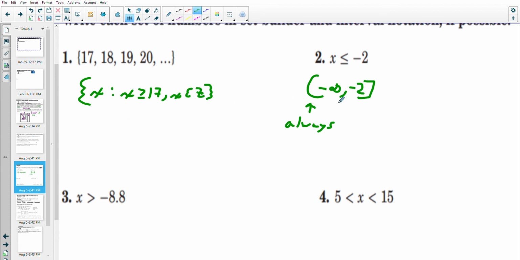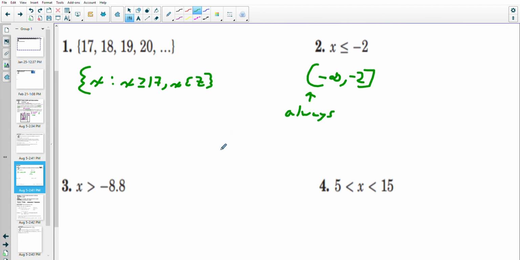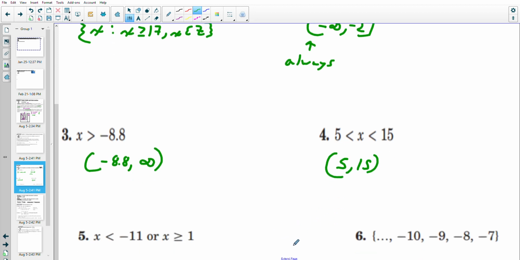You could do it in this fashion as well. It's just, when you can use interval notation, it's probably easier to use interval notation, such as number 3. All x is greater than, not including, -8.8, means that you have to have a parenthesis, and then it's going to be -8.8 going to positive infinity, and as you remember, you cannot have a bracket on positive infinity because it is never going to be included. Here are all real numbers between the two. This is easy enough to write in interval notation, not including 5, not including 15, but all the numbers in between.